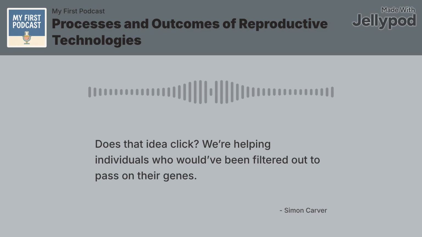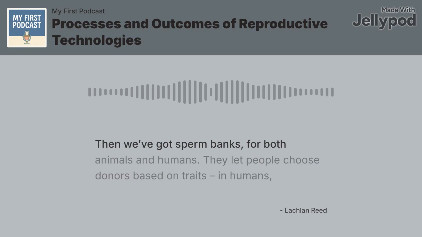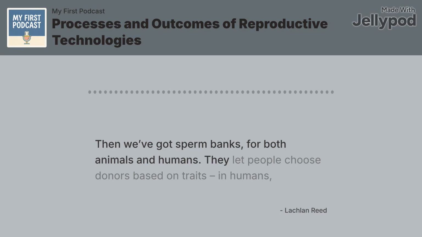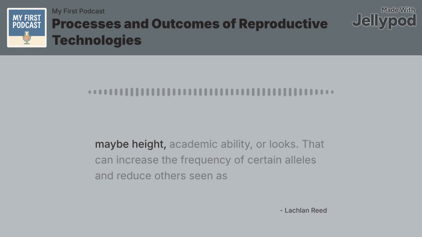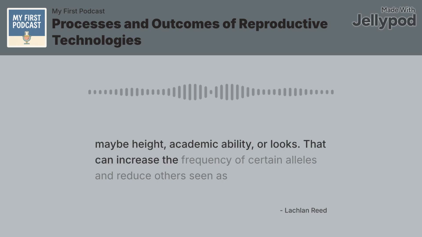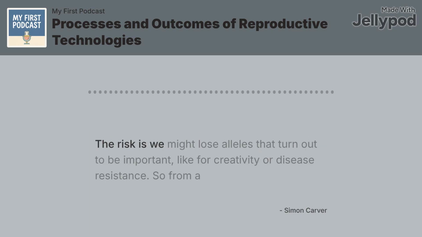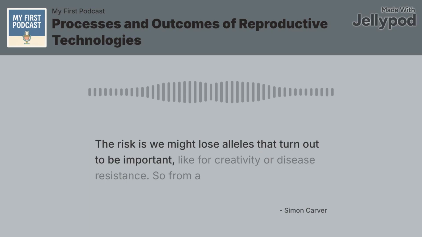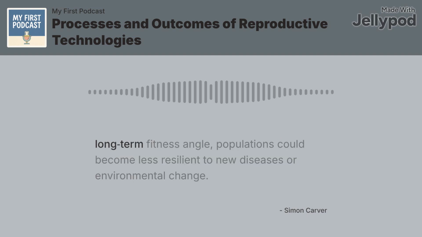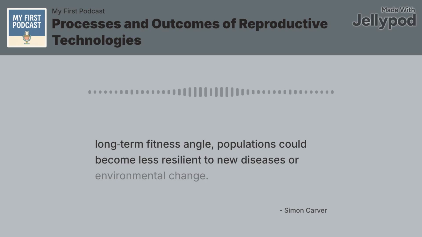Then we've got sperm banks for both animals and humans. They let people choose donors based on traits. In humans, maybe height, academic ability, or looks. That can increase the frequency of certain alleles and reduce others seen as unfavorable. The risk is we might lose alleles that turn out to be important, like for creativity or disease resistance. So, from a long-term fitness angle, populations could become less resilient to new diseases or environmental change.